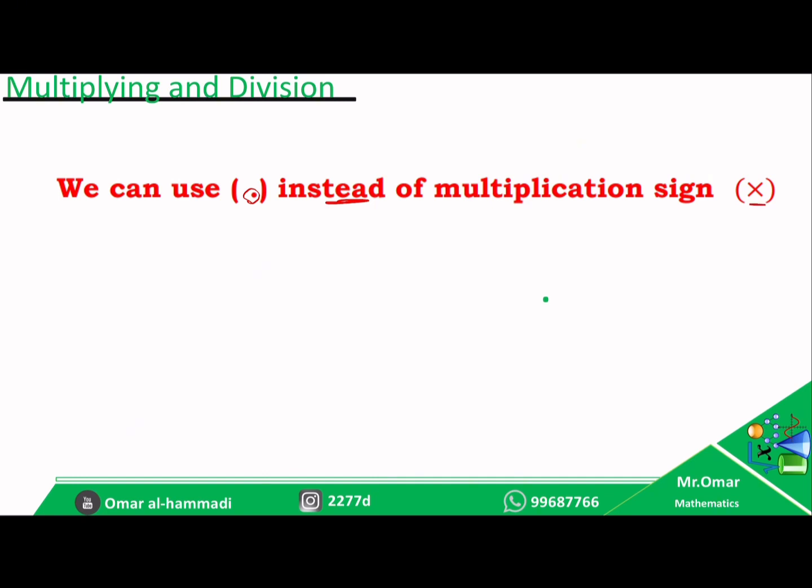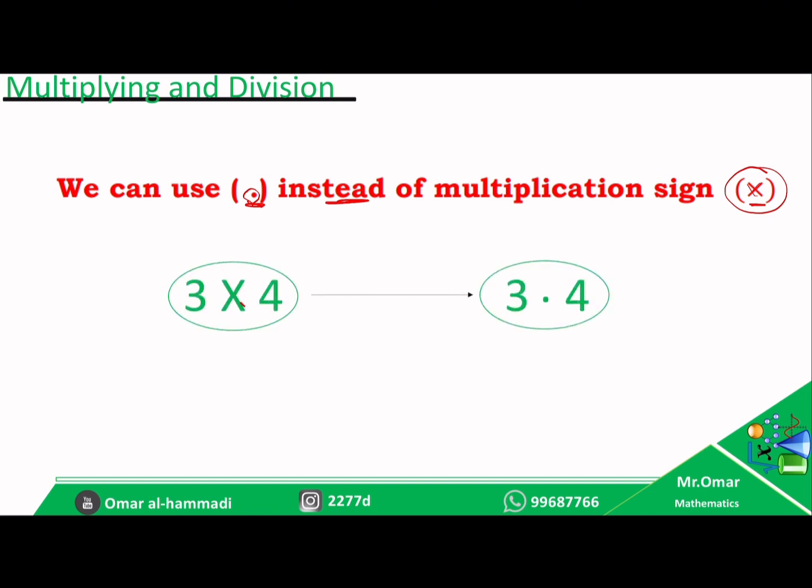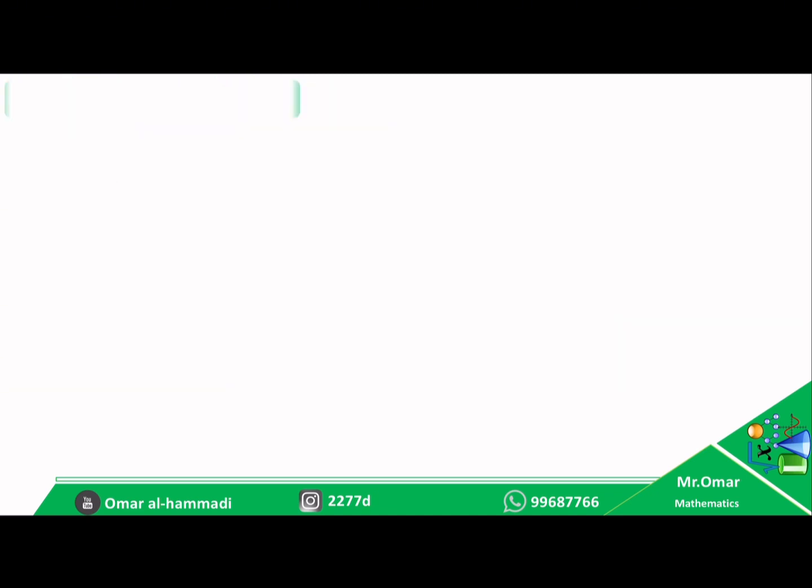First of all, we can use a dot instead of the multiplication sign x. And this is the multiplication sign, okay? Instead of using this one, we will use a dot. For example, 3 multiplied by 4, the same thing is 3 dot 4.